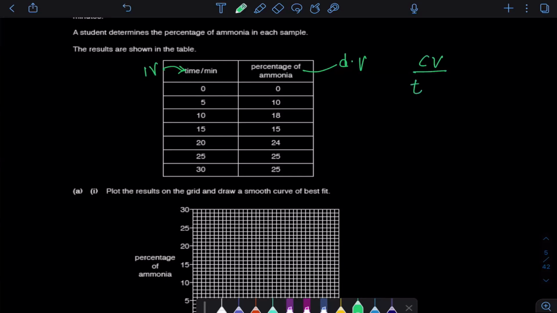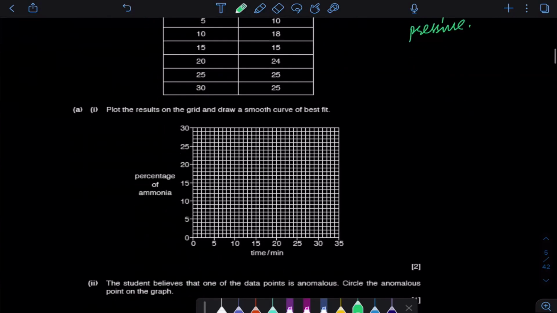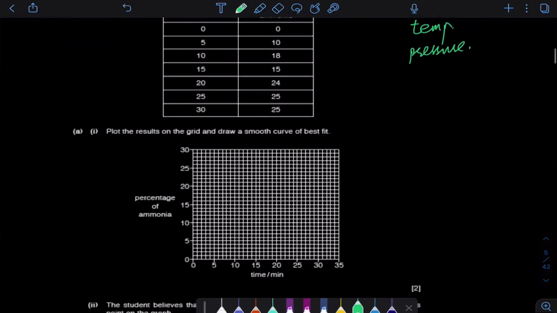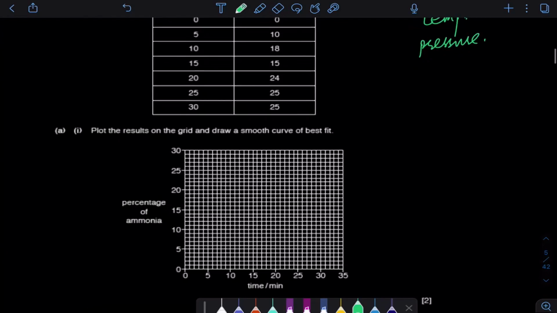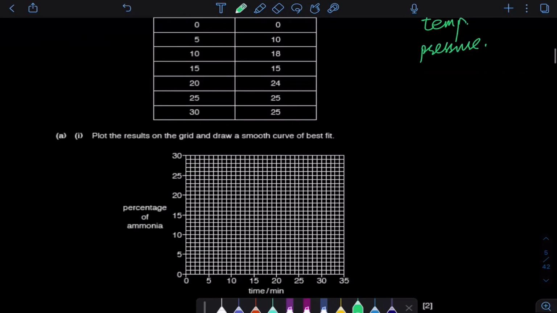So that can be temperature, that can be pressure because these are gases, that can be concentration, the amount of nitrogen and hydrogen added. All of that is part of the control variable. Plot the results on the graph and draw a smooth curve of best fit. So this is very easy, I think everybody can draw it. So 0, 0, 5, 10. So 5, 10, 10, 18.